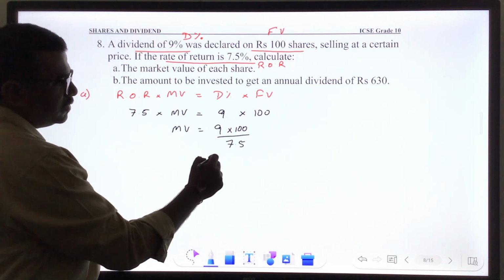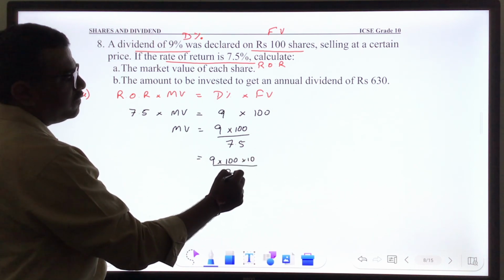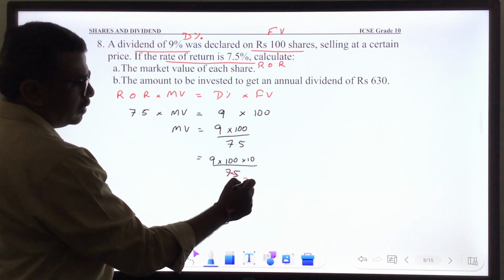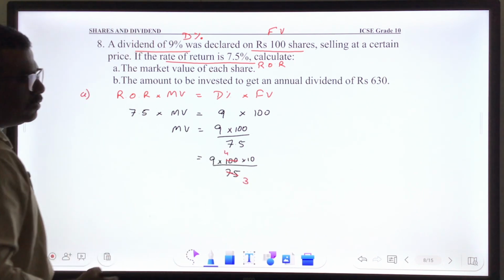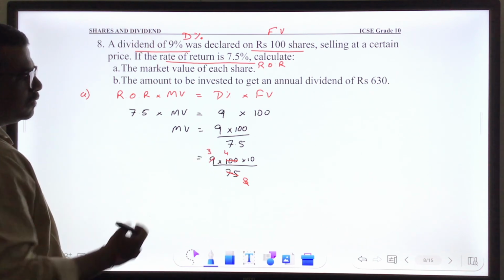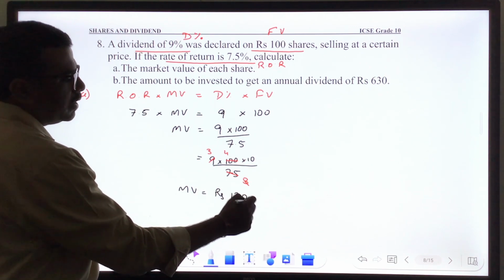You can simplify this as 9 into 100 into 10 upon 75. You reduce this by 25. So 3 and 4. Now you reduce by 3. So the market value of each share is rupees 120.